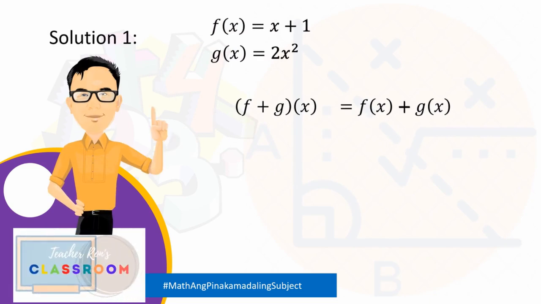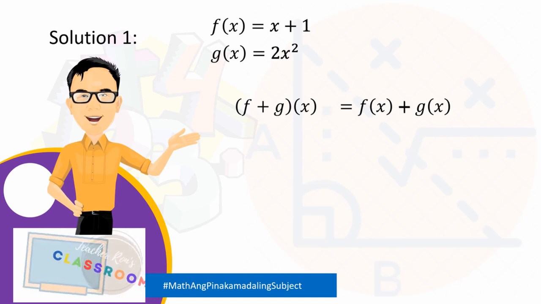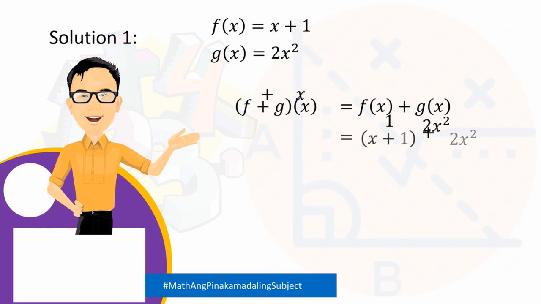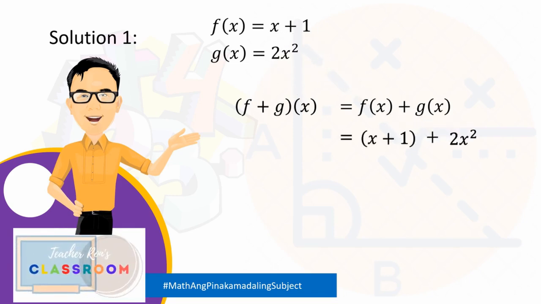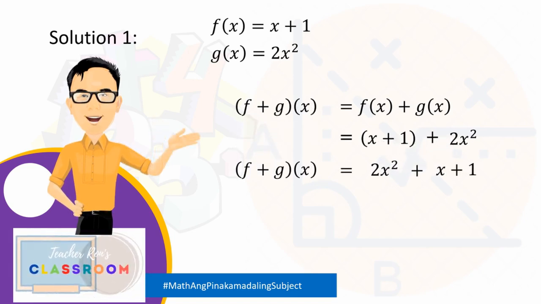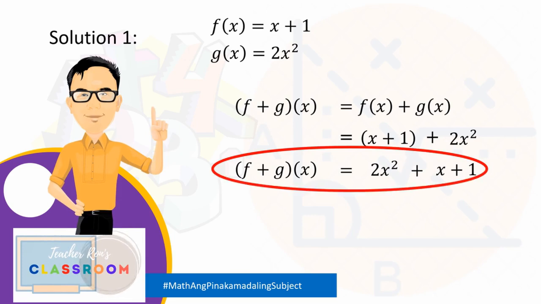Solution number 1. Our given f of x equals x plus 1 and g of x equals 2x squared. Find f plus g of x. F plus g of x equals f of x plus g of x. Replace f of x with x plus 1 and g of x with 2x squared. Combine similar terms. Since there are no similar terms, we just arrange our answer from the highest degree down to the lowest degree. Therefore, f plus g of x is equal to 2x squared plus x plus 1.